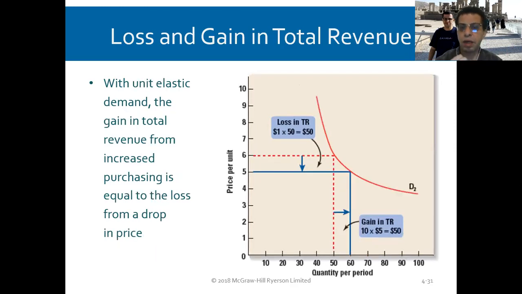Now, loss and gain in total revenues, once again, we're talking about total revenue, with unit elastic demand. The gain in the total revenue from increased purchasing is equal to the loss from dropping prices. And because the percentage changes are equal, the calculation will be equal. You reduce 1 unit here, and accordingly, that amount of the percentage goes down.